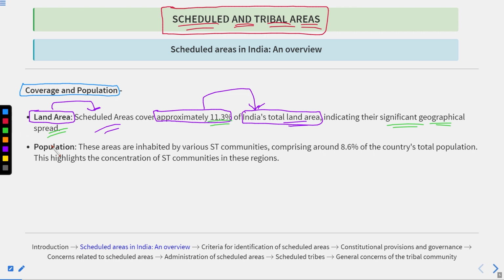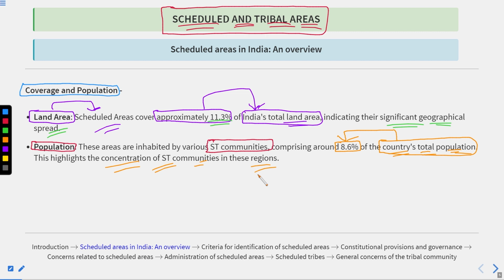If we talk about the population, this 11.3% of land area is inhabited by various Scheduled Tribe communities, various ST communities. And if we talk about their total population, that is approximately 8.6% of the country's total population. Okay, so what is the total population in the country? The 8.6% of it is the tribal population. And that highlights the concentration of ST communities in these regions.